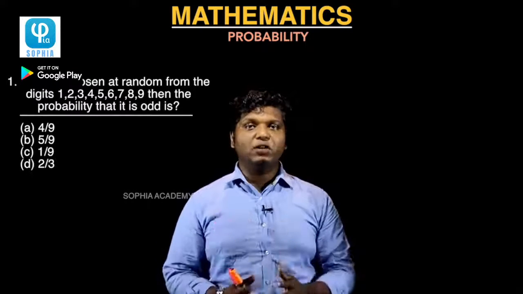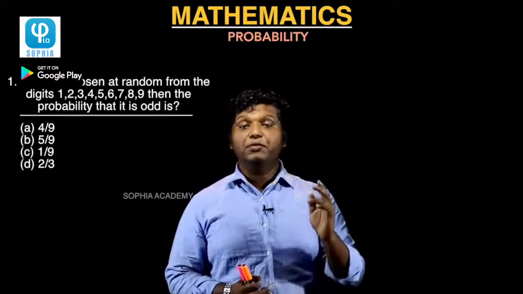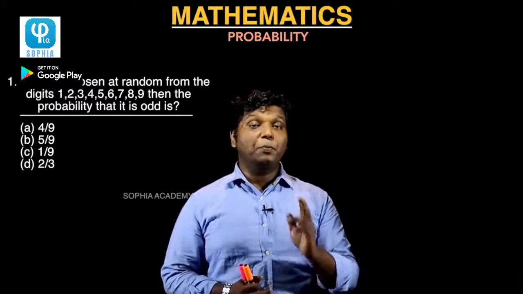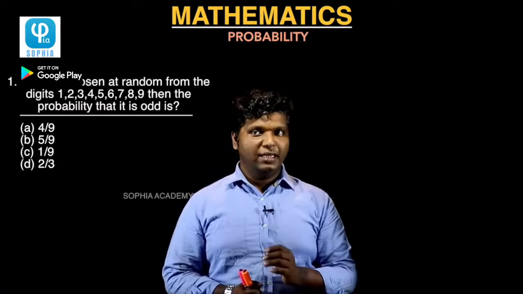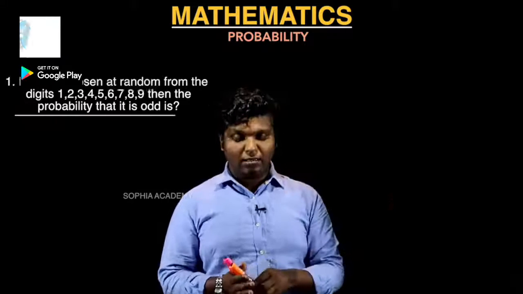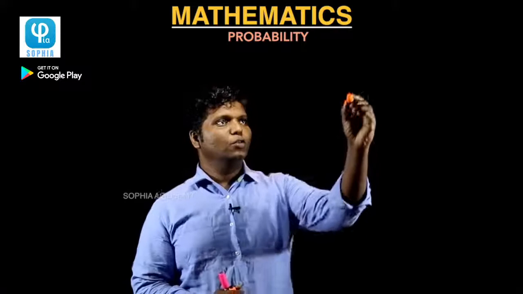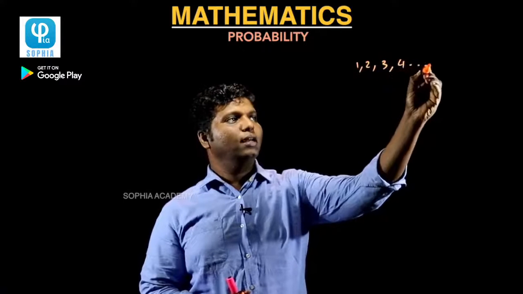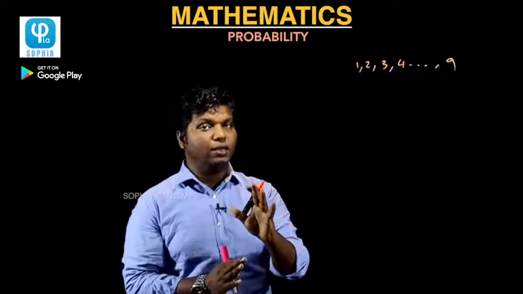So here goes the very first question before you. If a digit is chosen at random from the digits 1, 2, 3, 4, 5, 6, 7, 8, 9, then the probability that it is odd is, that means the numbers are given from 1 to 9. So let us mark them. Altogether there are 9 numbers, right? So from 1, 2, 3, 4, like this, up to 9. 9 numbers are given. That's the first thing which you have to understand.